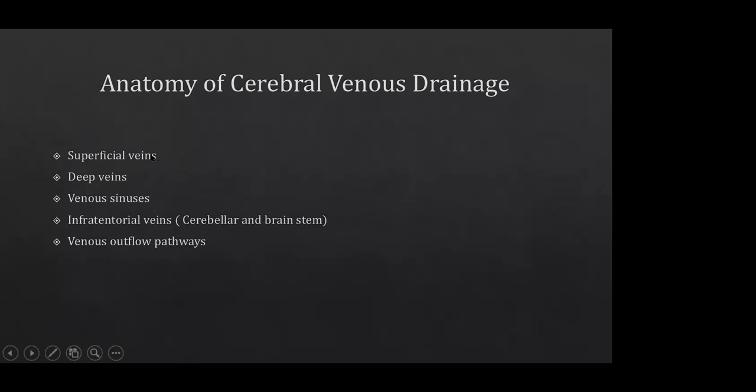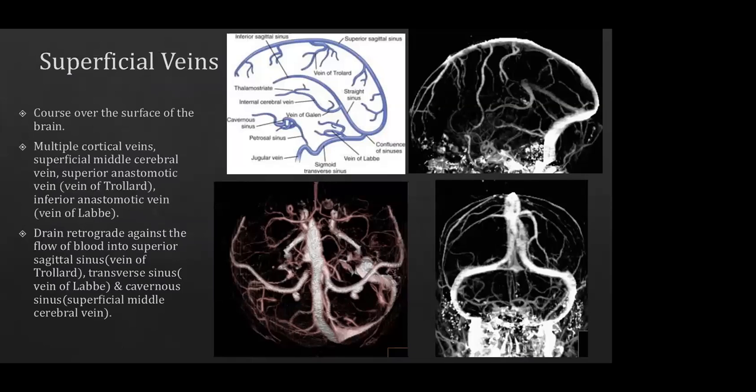So we have got the superficial veins, we have got the deep veins we'll look into, the venous sinuses, we will look at the infratentorial structures, and finally we'll end with having a look at how the veins actually, after all of these collections, get outside the head. So let's start with the superficial veins.